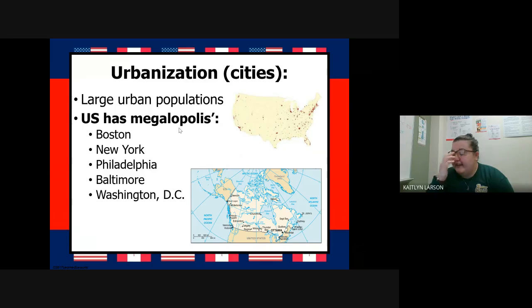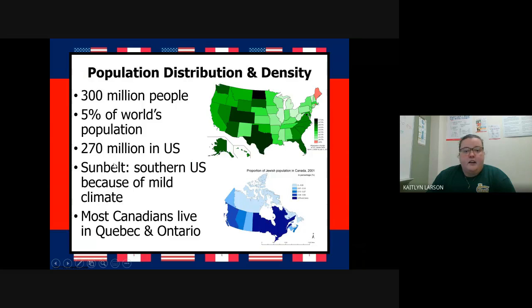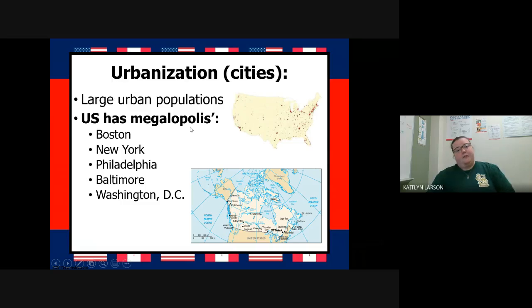The next thing is we're going to be talking about where people are. I'm sorry, I didn't talk about this. So we're talking about population distribution and density. So we're talking about where are people located? Are they located around people? Where are we living? Okay. So this first slide was talking about density, about how many people are in the United States and Canada. And now we're going to be talking about where they live.